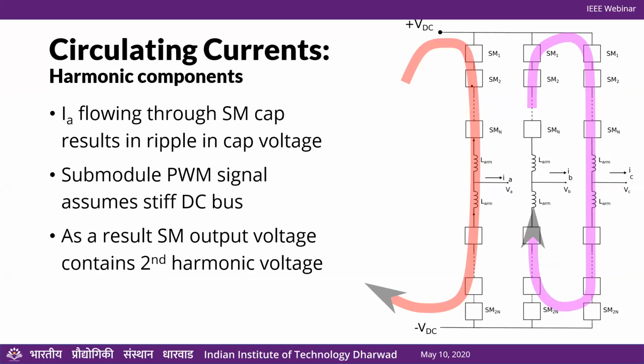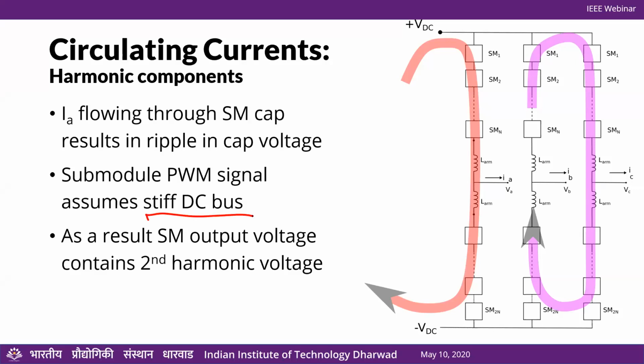So second is, what are the harmonic components? We need to figure that out. So where does it come from and how to suppress it is what we are going to see. So first of all, when we designed all our modulation scheme, when we designed what VU should be, we assumed that the capacitor voltage is nearly stiff. We assumed a stiff DC bus for each module, right?